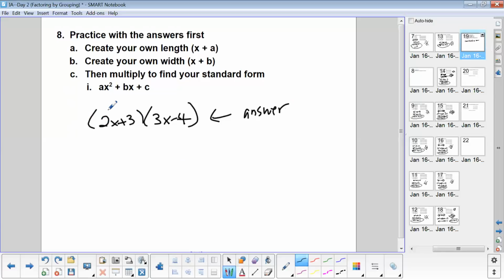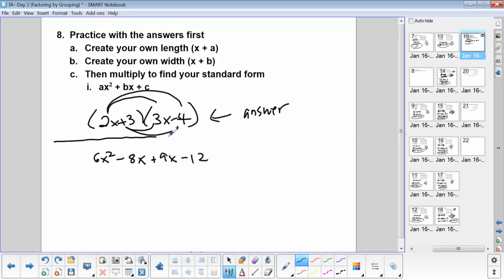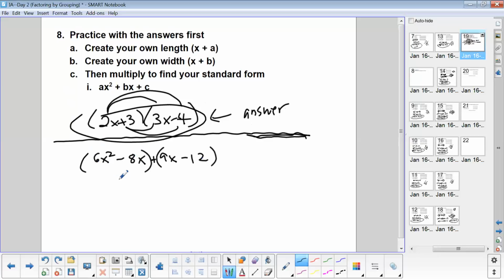Now what you can do is multiply it out, and that will give you 6x squared minus 8x plus 9x minus 12. Now you see you've got 4 terms. Well, just imagine that everything that you just created up here, forget it. Now come here and factor by grouping. So if you need some examples to factor by grouping and you've already created the answer, this is a good method for that.